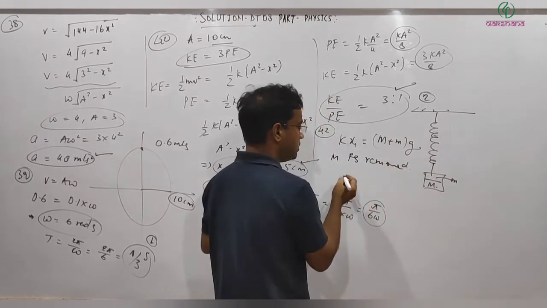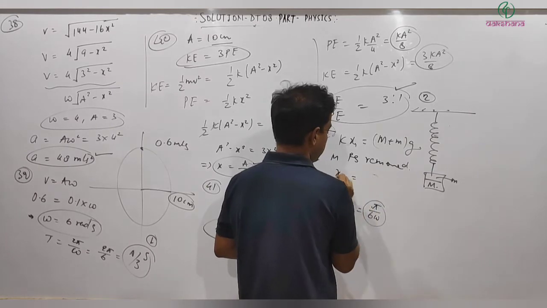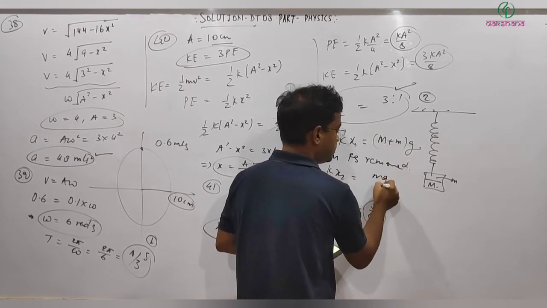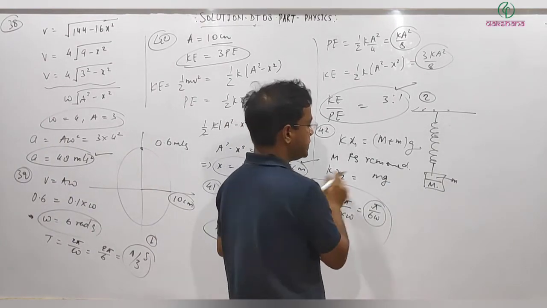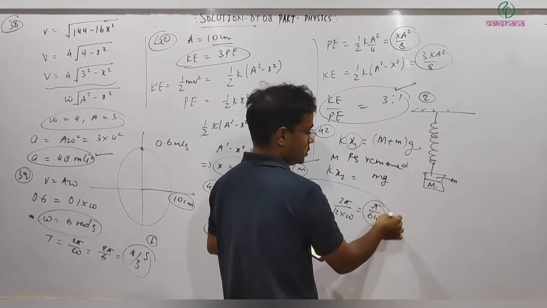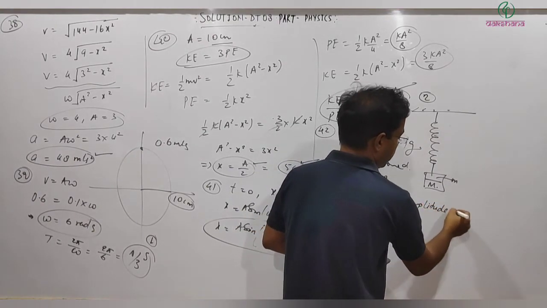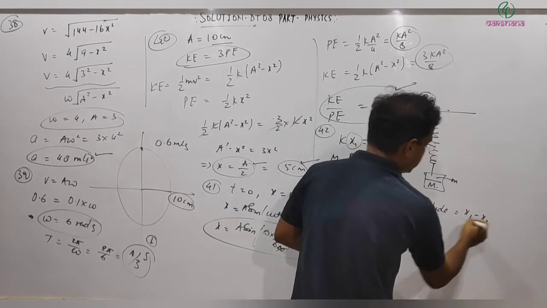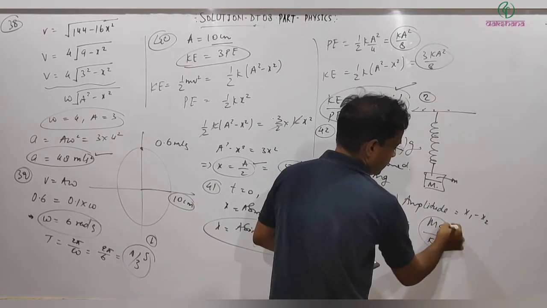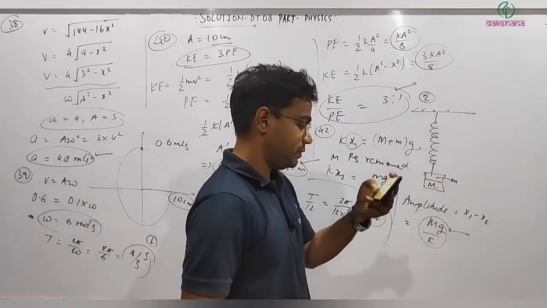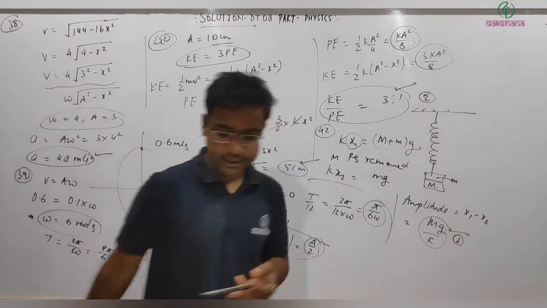now the equilibrium position will be at x2, where k x2 is equal to small m into g. This force will be balanced, this is the equilibrium, but the extension is equal to x1. So the amplitude is given by x1 minus x2, and that comes out to be capital M g divided by capital K. This is the amplitude, which matches with option number 1. Okay, next.